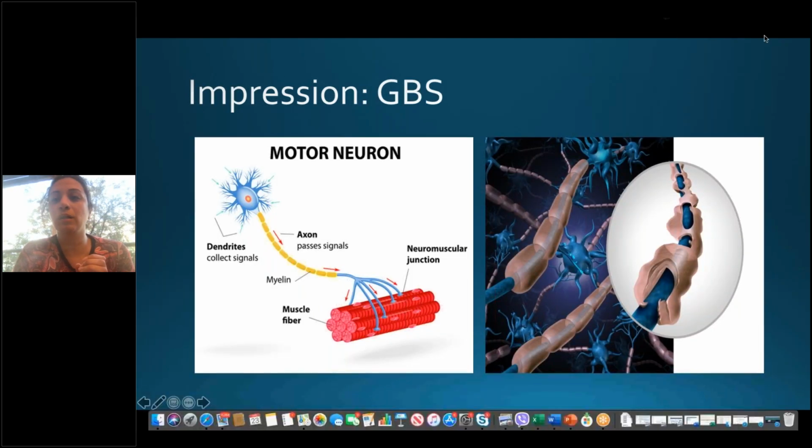So this is Guillain-Barre syndrome. Normally in your nerve, you would have the dendrites that collect your signals. The signals pass down that yellow bit, which is the axon, and this axon is covered by your myelin sheath. And then your signal is conducted to your muscle fibers through your neuromuscular junction. So in Guillain-Barre syndrome, it's a demyelinating condition. As you can see in the other picture, your myelin is affected and is no longer able to conduct the signals in the peripheral nerve.